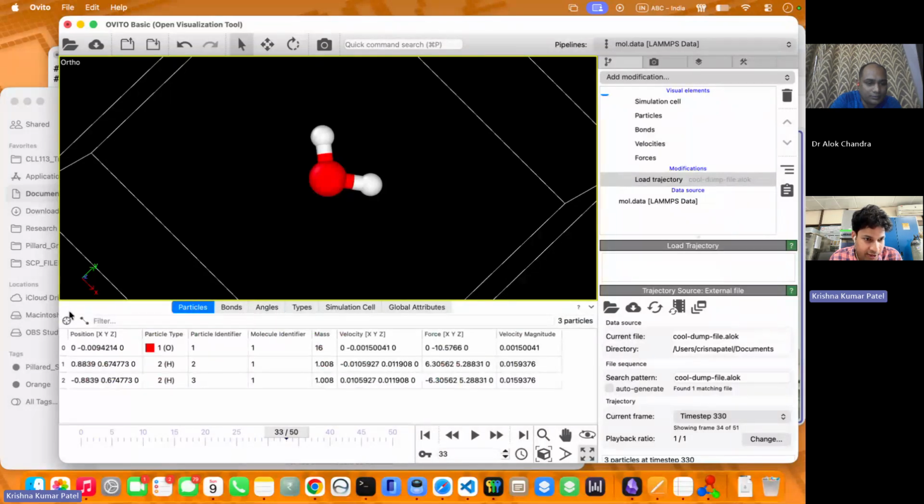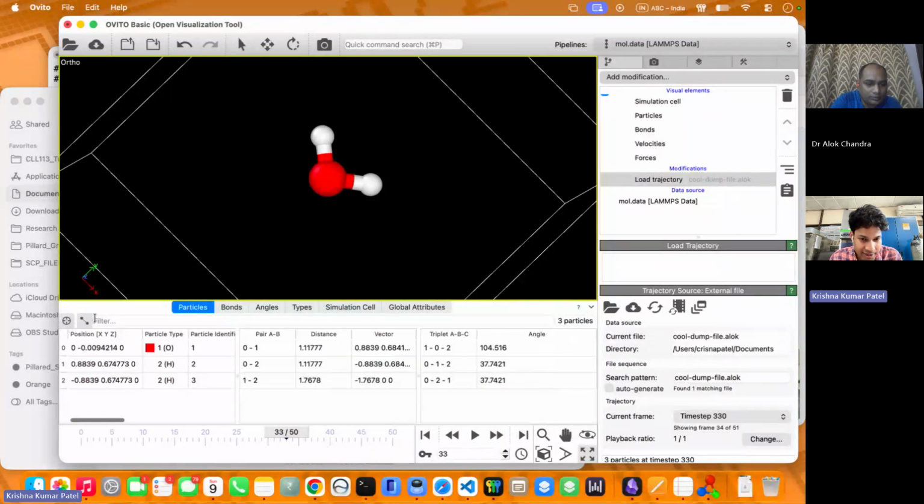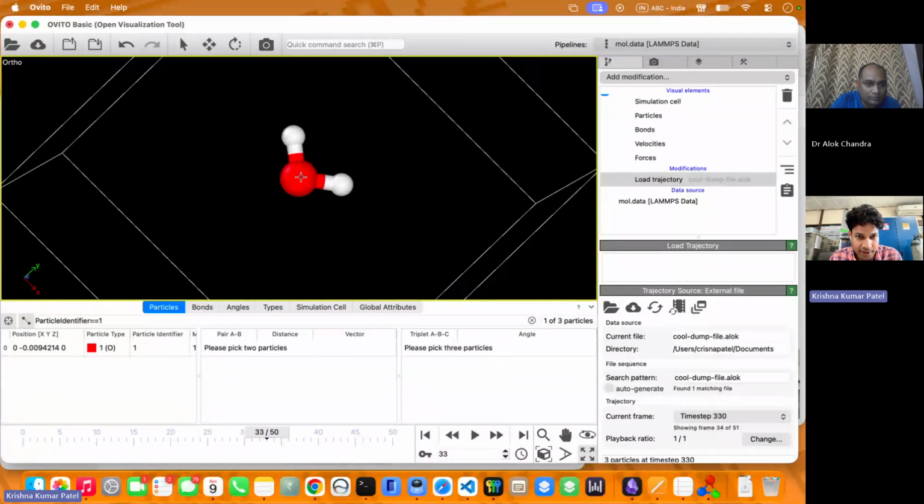Bonds, angles, particles. We can select this. This is the atom selector tool, and this is the bond distance calculation tool, or even angle calculation. I can select the atoms and then these two. We want to see how the distance between these two varies. OVITO is right now reading the XYZ values of those two atoms and calculating the Euclidean distance, and that is being printed here.